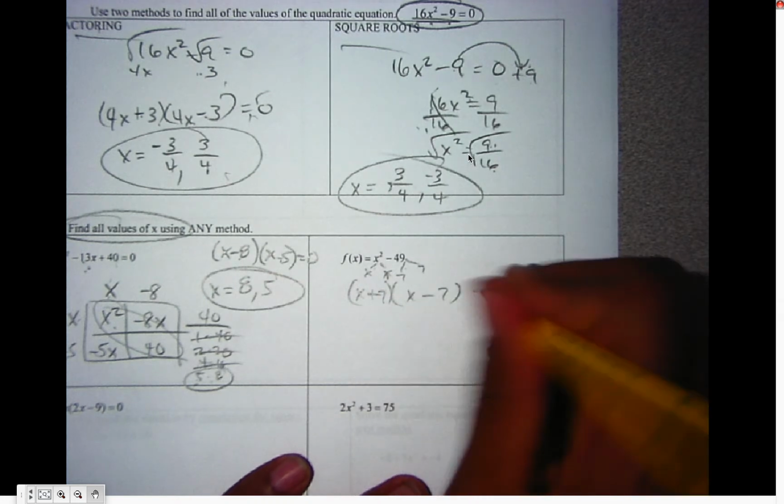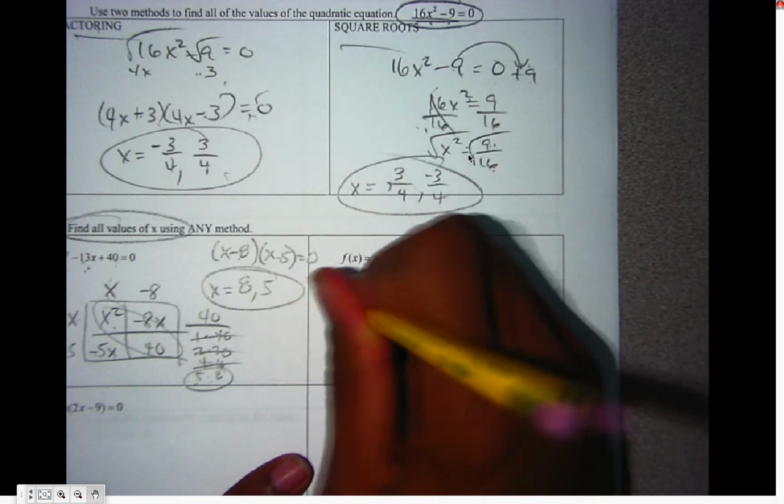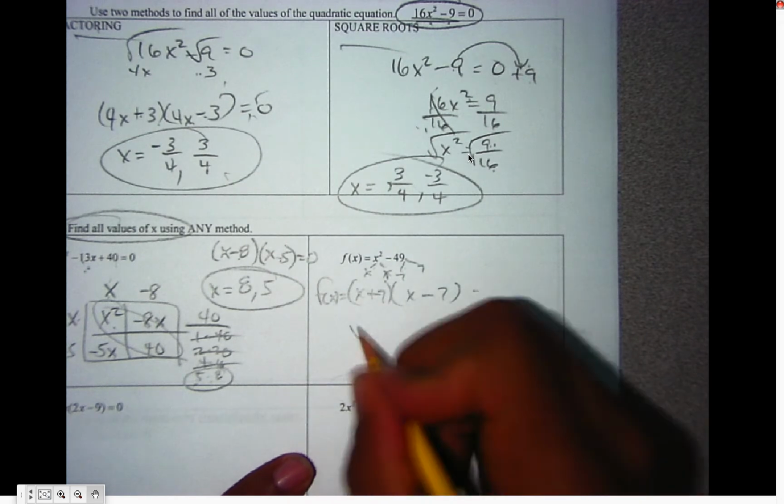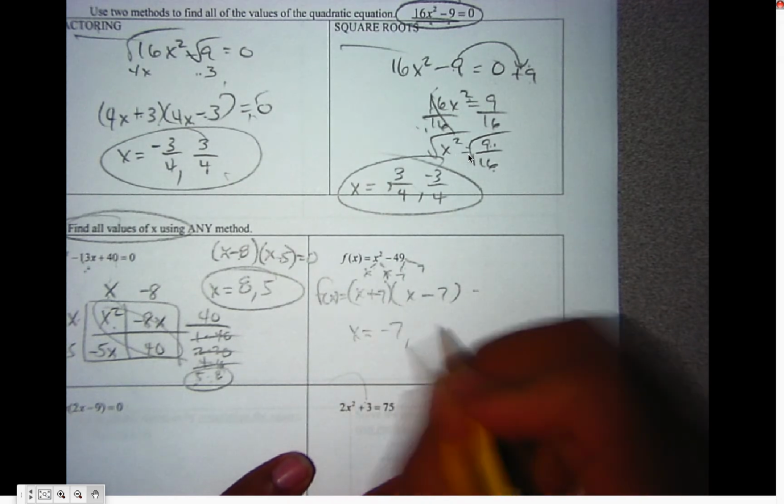Okay, but again, it's f of x. It doesn't change anything. It's still going to be the same thing. It's still going to be minus 7 because that's plus, and it's still going to be positive 7 because that's minus.